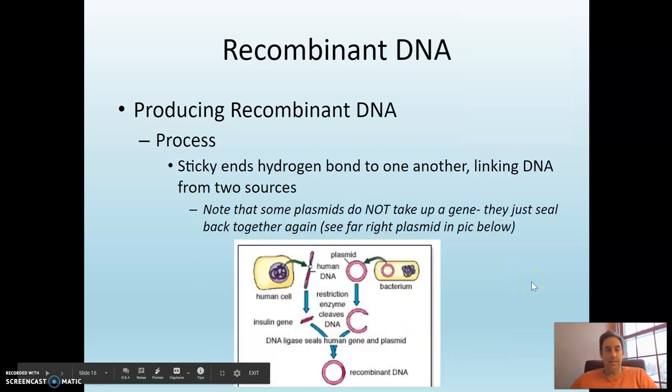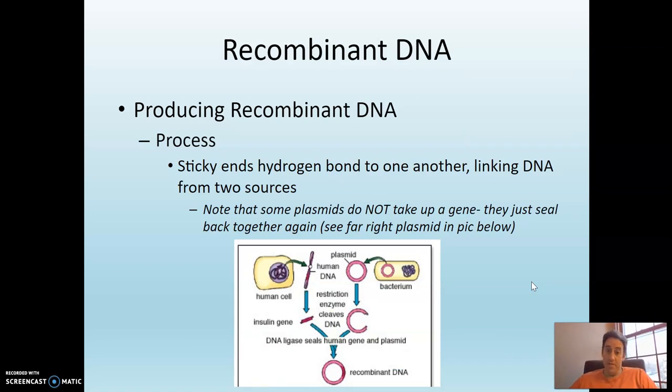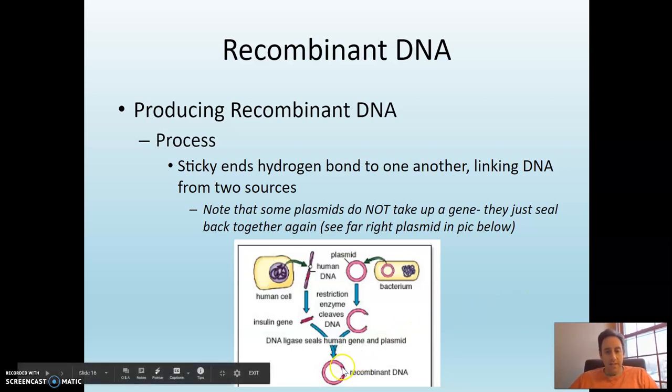Well, what's going to happen next? Those sticky ends, being sticky, are going to hydrogen bond to one another. And when they hydrogen bond to one another, that is going to link the DNA from those two sources together. And so it's a little subtle, but you can see this darker insulin gene within the lighter colored plasmid.